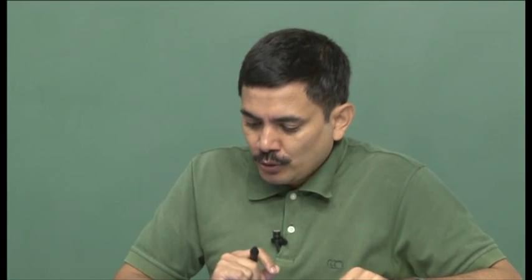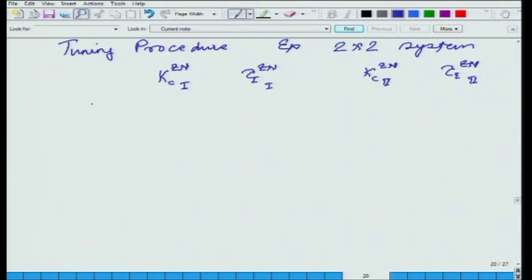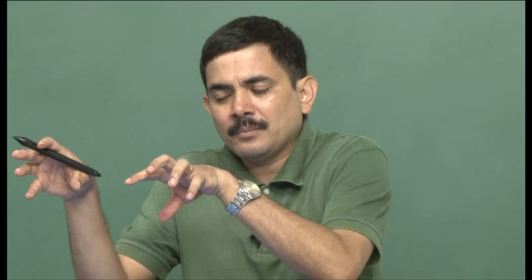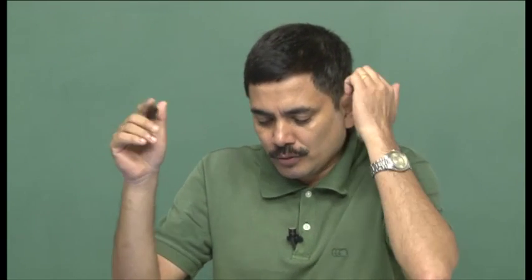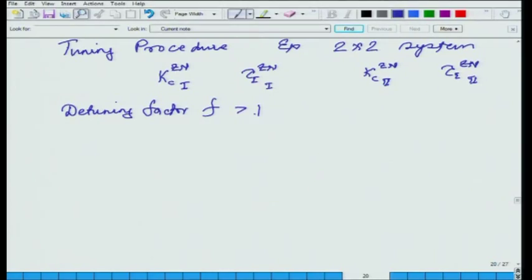Now, the question is, I want to detune both the loops equally. So what do I do? I choose a detuning factor F, and what Luyben recommends is you can keep the tau I the same and detune only the controller gains, and that is what I like to do. Other people detune everything. Okay. And F is greater than 1, that is the detuning factor.